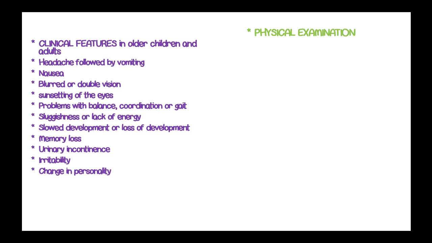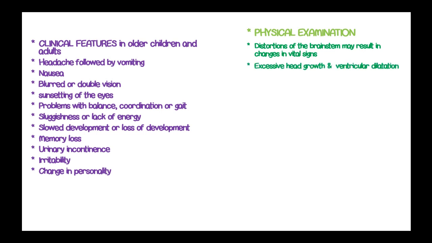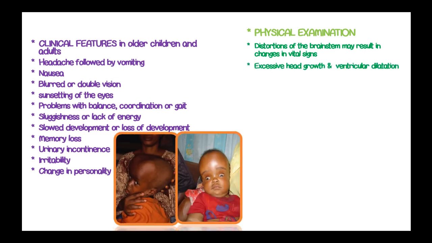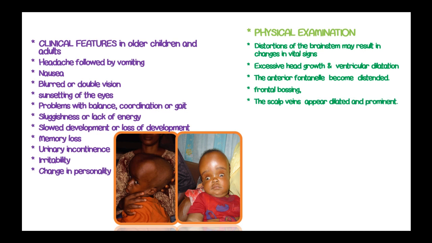When you conduct a physical examination, you realize there is a distortion of the brainstem, resulting in changes in vital signs. There is excessive head growth and ventricular dilatation. The anterior fontanelle will be distended or bulging. Frontal bossing. The scalp veins will appear dilated and prominent. Extraocular muscle paresis that will lead to diplopia.